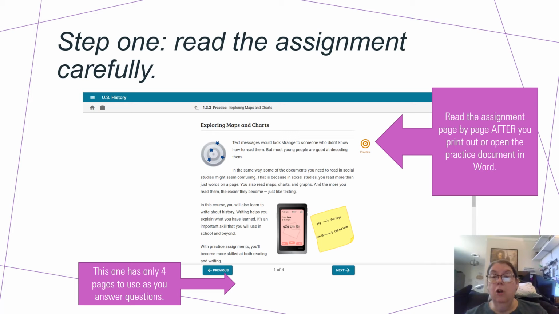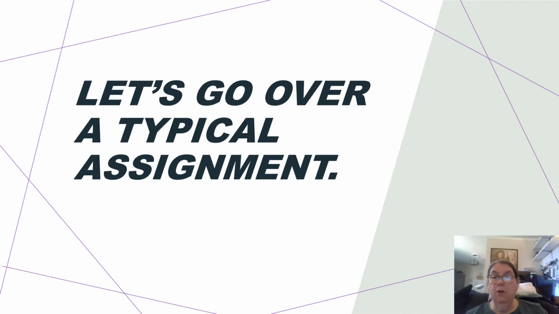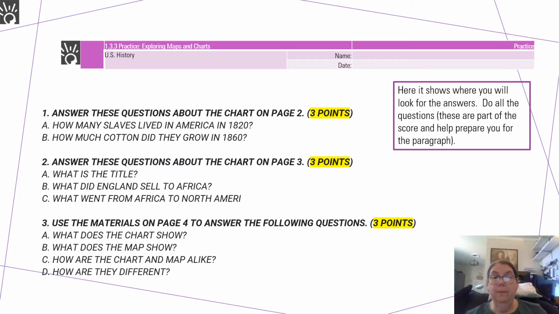You go to the little target item. If you click on it, it'll give you an opportunity to download it. And you'll read the assignment and fill out the questions using both what you have on the screen and on the item, the assignment sheets that you'll be filling out. So let's go through a typical assignment.